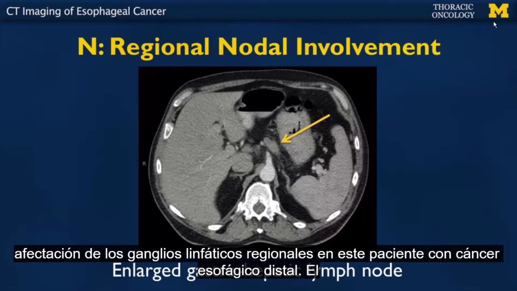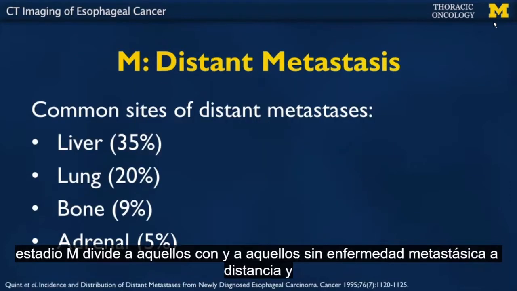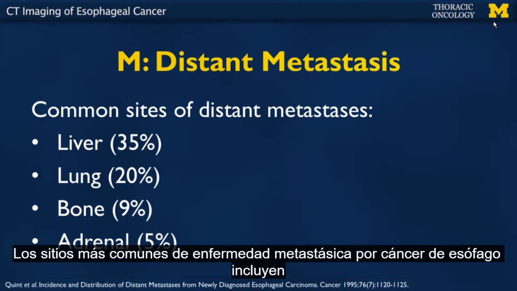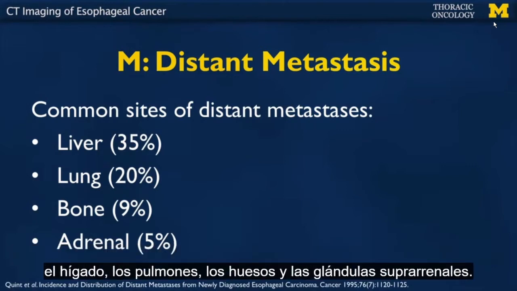M stage divides those with and those without distant metastatic disease and is a strength of CT in the imaging of esophageal cancer. The most common sites of metastatic disease from esophageal cancer include the liver, lungs, bone, and adrenal glands.